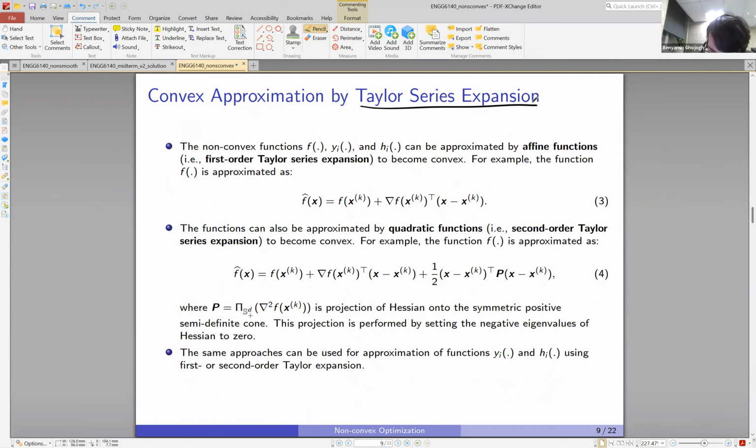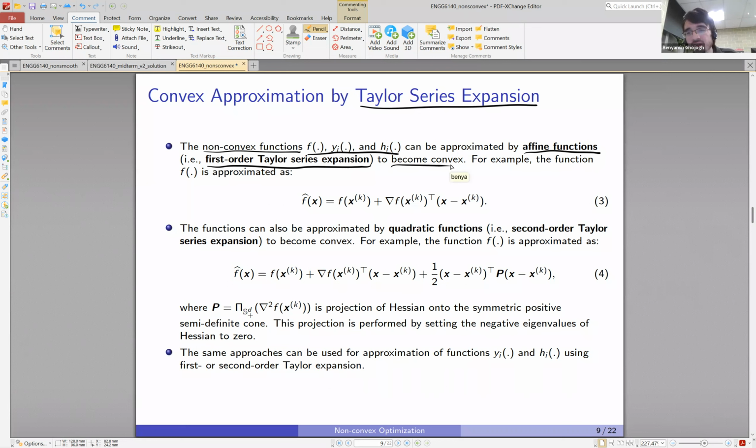For that, we can use Taylor series expansion in this way. The non-convex functions f, y, and h can be approximated by affine functions or first-order Taylor series expansion. Do you remember, affine is just a linear function which might have a bias, right? Therefore, it's first-order Taylor series expansion, which is a linear thing. And we can use that to make it convex, because we know why.